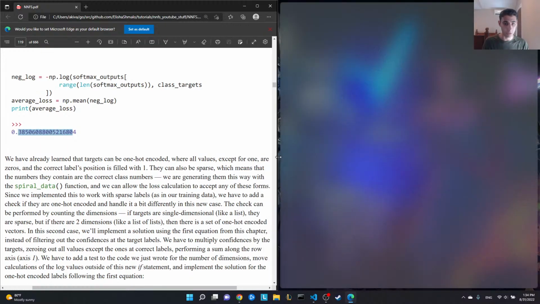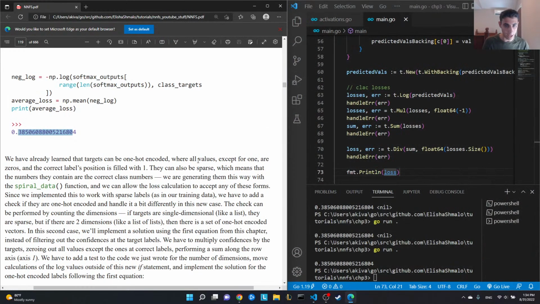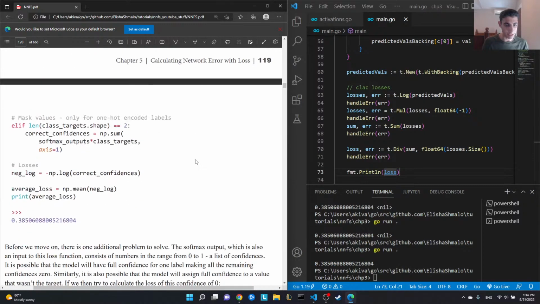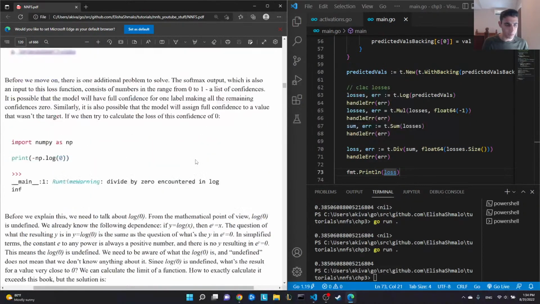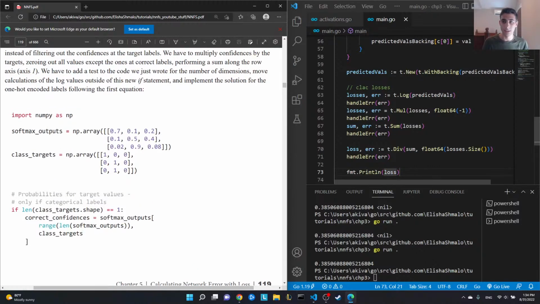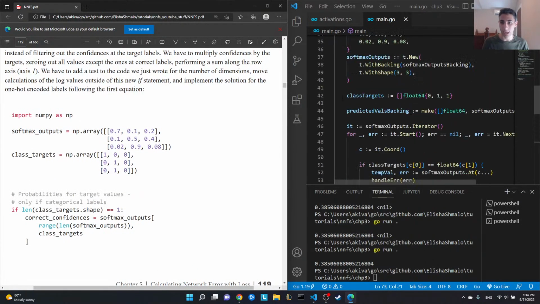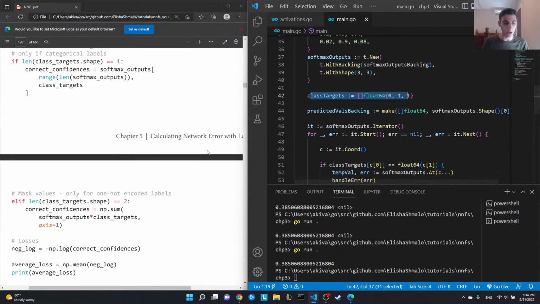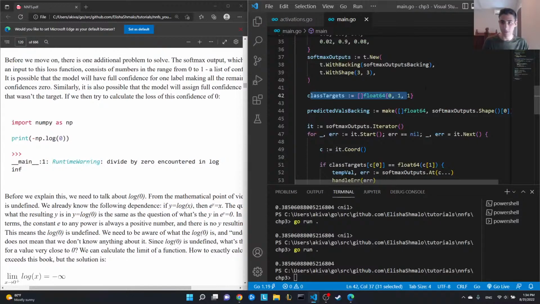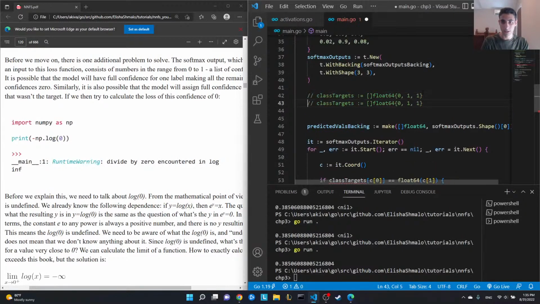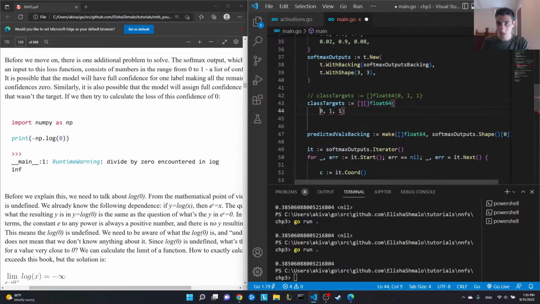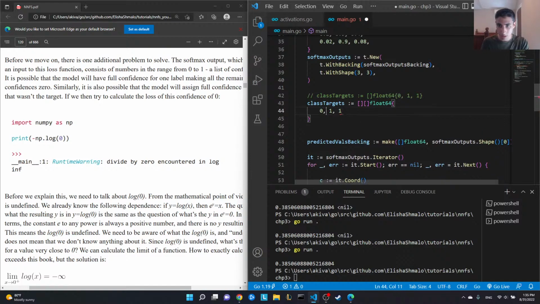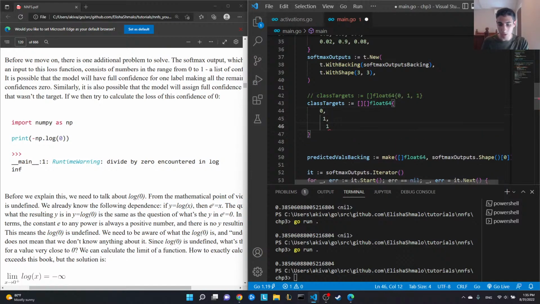One thing that we need to do, which is what he's going to do right now, is actually make this a little bit more dynamic. So what we have right now is it's working off of this format for the class targets. But what if class targets was in the form of one hot encoded? So instead of looking like this, it instead looked like this. And let's expand all of this. So this is 0, 1, and 1.